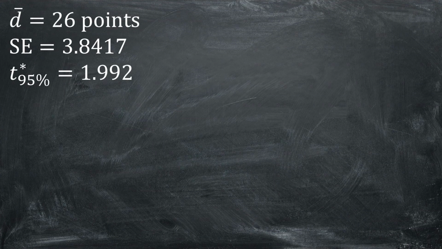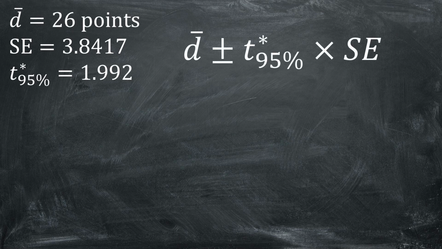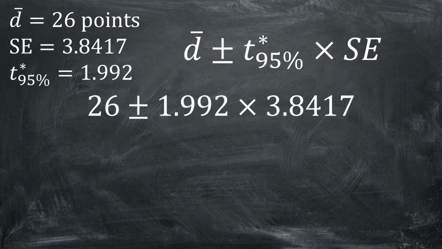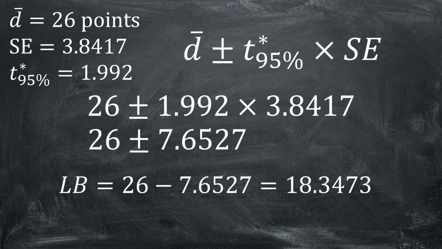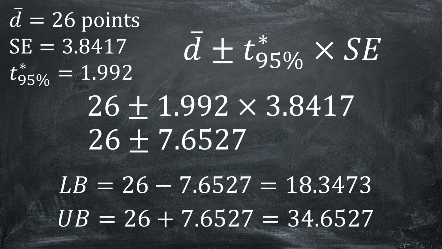So we have everything we need to calculate this interval. We have our sample mean, we have the standard error, we have our critical value. Go ahead and complete the calculation. Just pause the video here. Calculate the upper and lower bounds. So, doing this calculation, we get a lower bound of 18.3473, an upper bound of 34.6527.